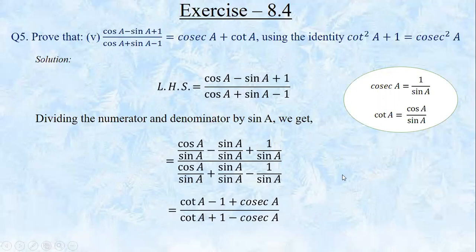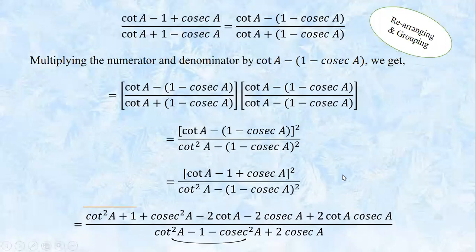We have to prove the question. For that, first, we are going to group the terms. So, cot A, and from the other two terms, we will take minus common out, giving 1 minus cosec A, divided by cot A plus 1 minus cosec A. We are just grouping the denominator. Now, we multiply the numerator and denominator by cot A minus 1 minus cosec A, which is the numerator.